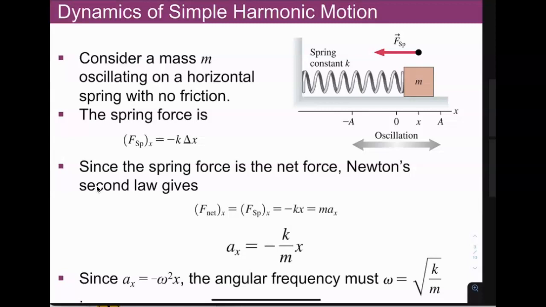From this we see that the acceleration is equal to minus the ratio of the spring constant to the mass times the displacement. And since a sub x is equal to minus omega squared x, the angular frequency must be omega equal to the square root of k over m.